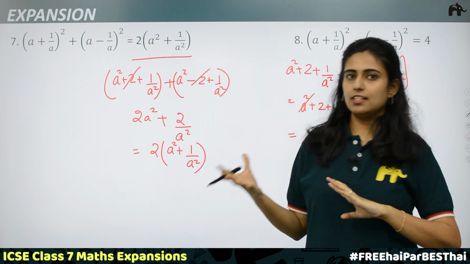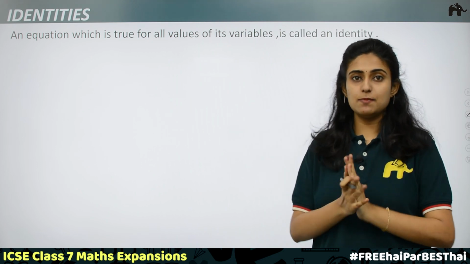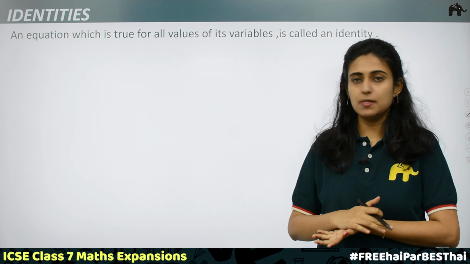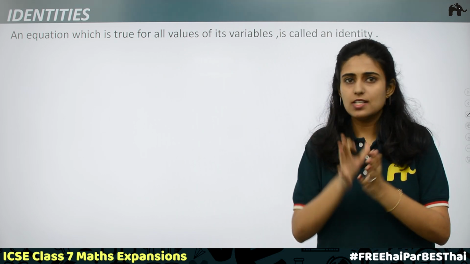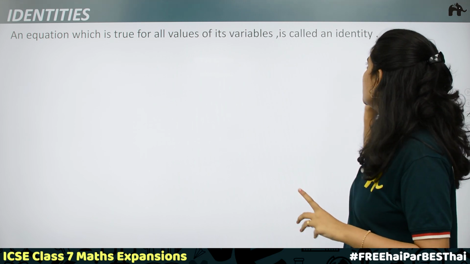If you have these identities, you can solve any problems from this chapter. So, we said that (A plus B) whole square, (A minus B) whole square, that is equal to A square minus 2AB plus B square, are called identities. So, what is an identity? An equation which is true for all values of its variable is called an identity.